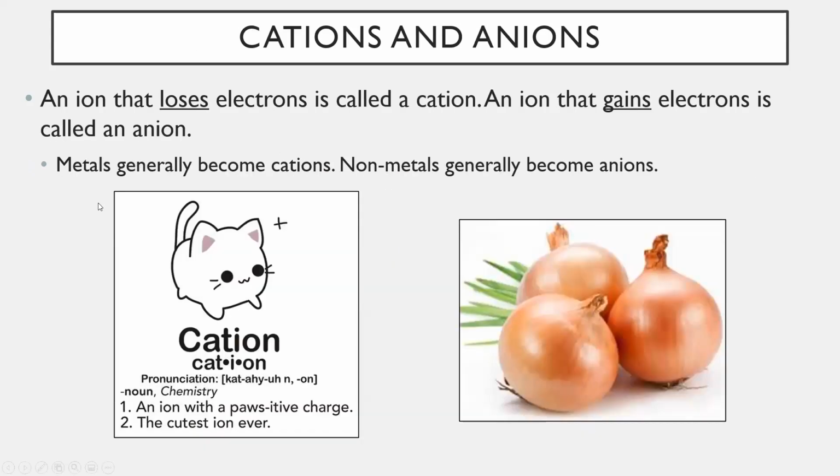Anyway, let's move on. Cations and anions. As if it wasn't enough that I was already telling you a bunch of other things, there's a couple more pieces of terminology you need to know. An ion that loses electrons, in other words, becomes more positive, is called a cation. An ion that gains electrons is called an anion. Metals, of course, generally become cations because they have a positive charge. Non-metals generally become anions. I haven't got a clever thing to say about that, so I just say anion kind of sounds like onion, and onions are pretty negative. They smell pretty bad. That's all I got to say about that.